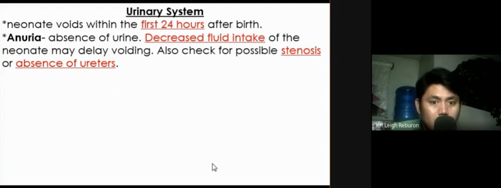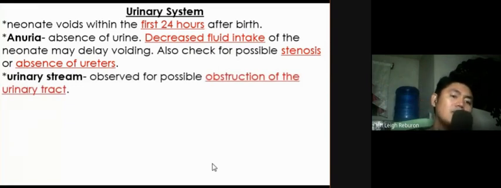Pag hindi po pa rin umiihi yung bata, but you have already initiated breastfeeding, you have to check for stenosis or absence of ureters. Bakit di kulang yung kanyang urinary system, kaya hindi po nakakalabas yung urine. Alright? So report immediately to the doctor if that happens.